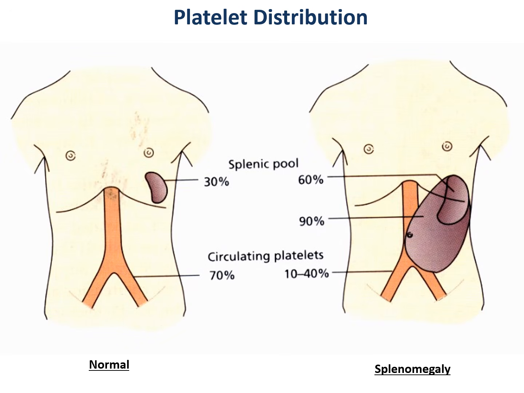Now, how are platelets distributed in our body? Under normal conditions, the majority of platelets are circulating in the blood, and only about 1/3 of the platelets will be present in the spleen. However, in pathological conditions, what we call splenomegaly, whereby the spleen is enlarged, the majority of platelets will be pooled in the spleen. So around 60 to 90% of platelets will be stuck in the spleen, and the remainder, 10 to 40%, will be circulating in peripheral blood.